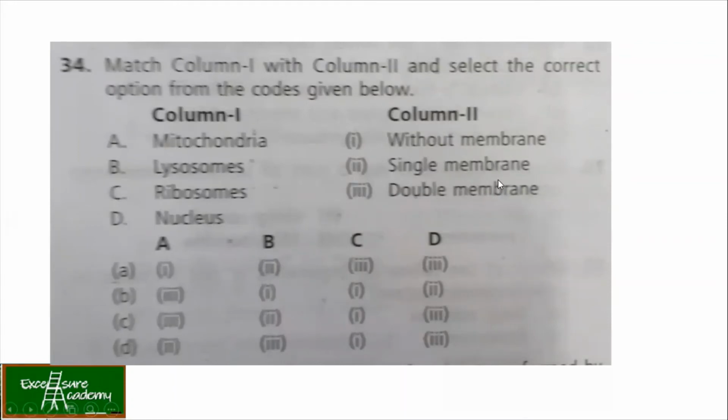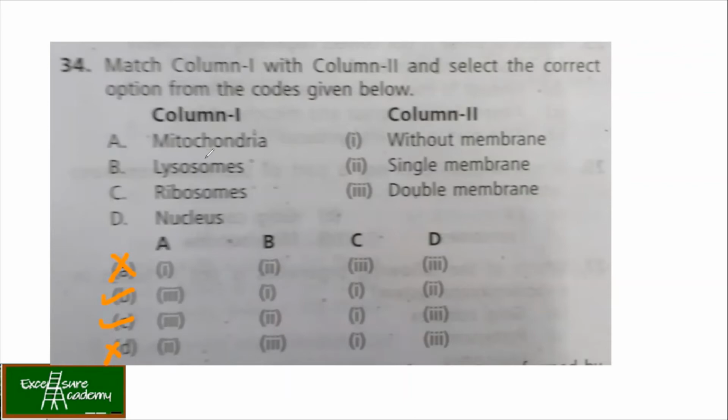So we know that mitochondria has got the double membrane, so outer membrane and inner membrane. So we know that A is 3, but if you see there are two options which are having such options. So A with 3, 2 are there. So now we can eliminate option A and option D. Now we have to see the others.